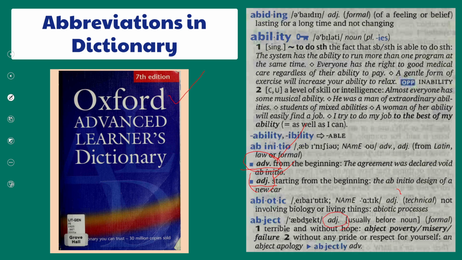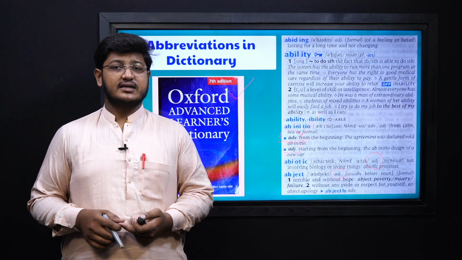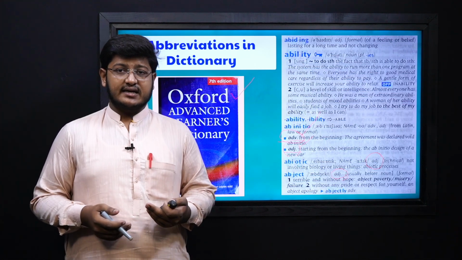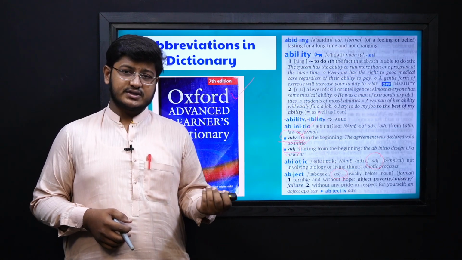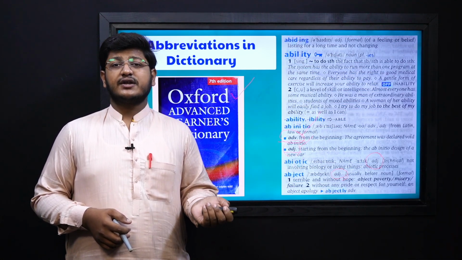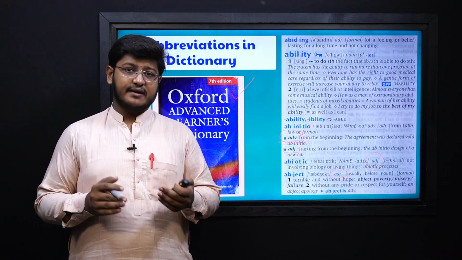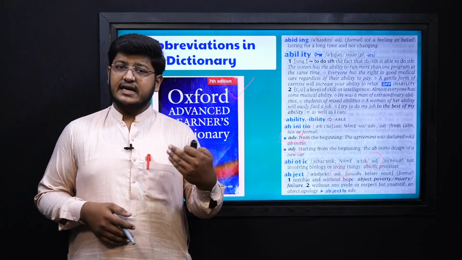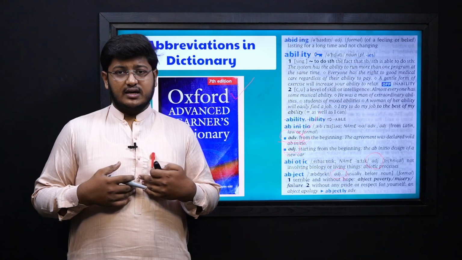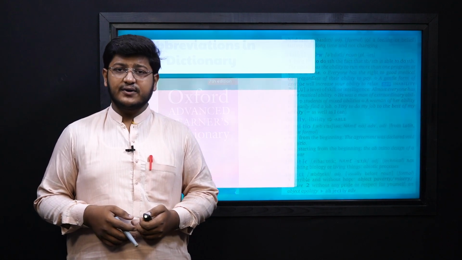You can identify a number of abbreviations throughout one page of the dictionary, and it's not the complete page, it's just a chunk from the Oxford Learner's Dictionary. So you see how abbreviations are used in the dictionary. These abbreviations are used in the dictionary for saving time and space for the reader, and they clarify the term and present it in a more concise way. I hope you understand.